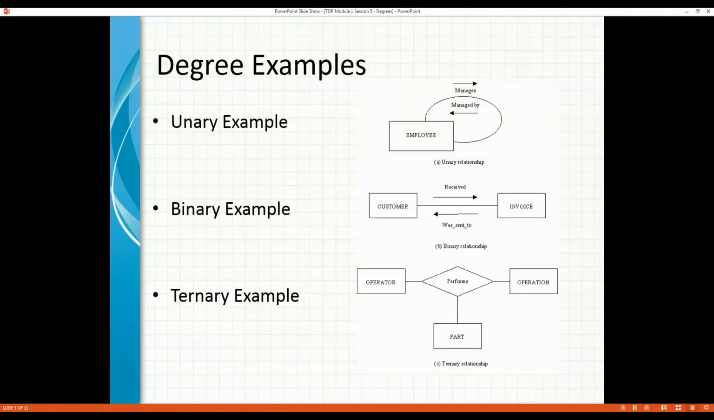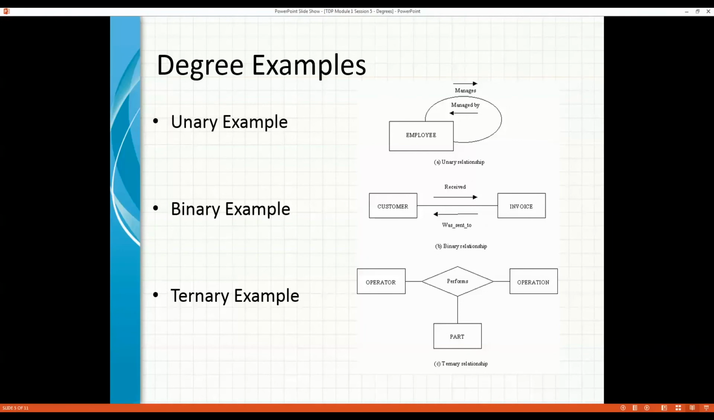Here we have some more examples to show. Another unary example that might be common is the employee who's managed by employees. In this example to the right, we see a graphical depiction of how this might look. We see employee managed by employee. And that means that manager manages different employees.